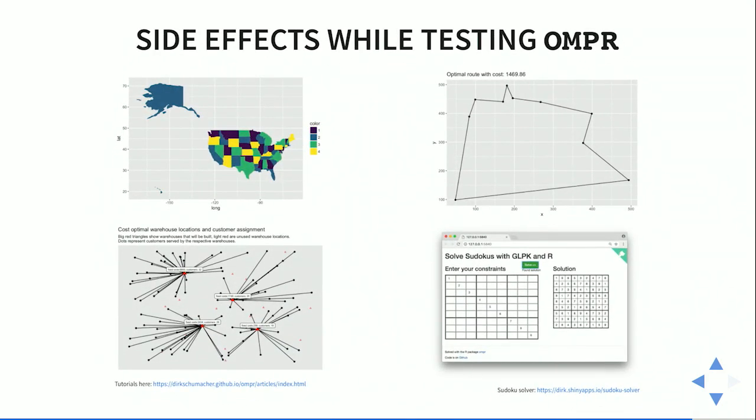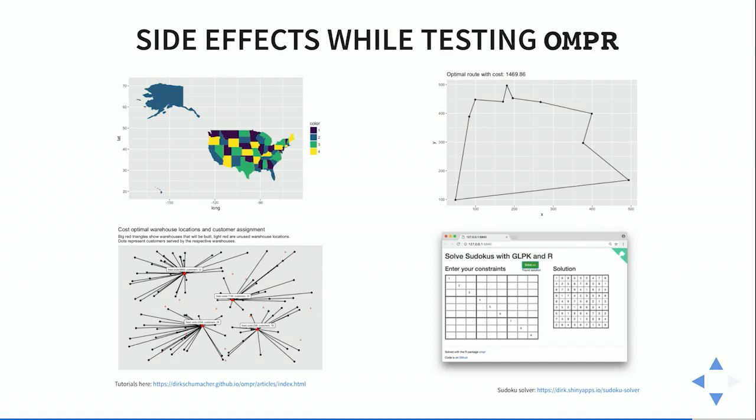So some side effects while developing it, I needed to test the package with all different kinds of optimization problems. And whenever I did this, I wrote an article about how you can model that in R with ompr. So here are 4 examples. On the top left, there's the famous 4 coloring problem, so coloring a map with as few colors as possible, and no 2 adjacent counties or elements can share the same color. On the right-hand side, there's an article about a traveling salesman problem, visiting a set of nodes and then returning home in the most cost-efficient way.